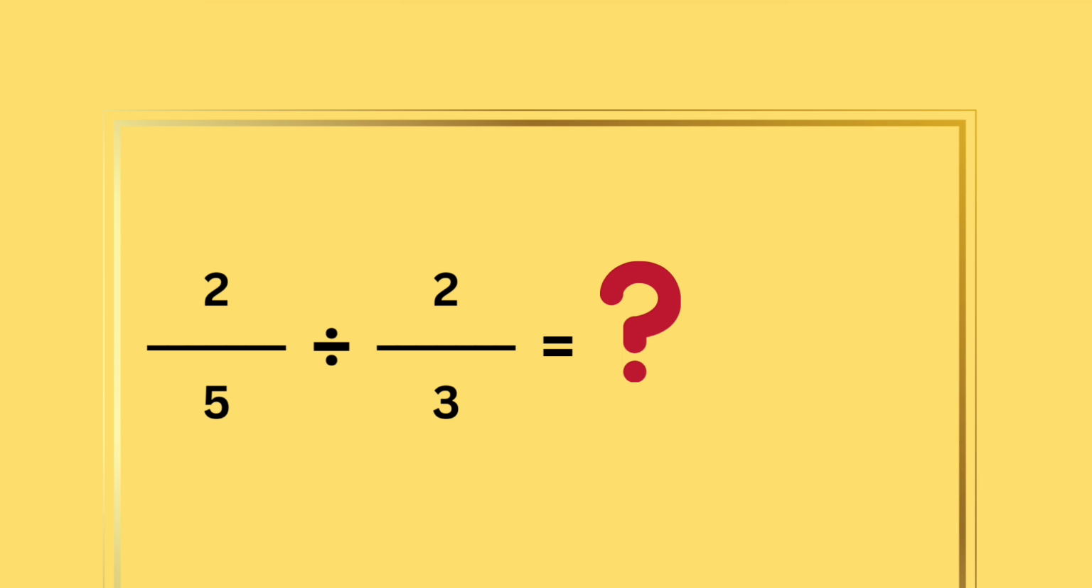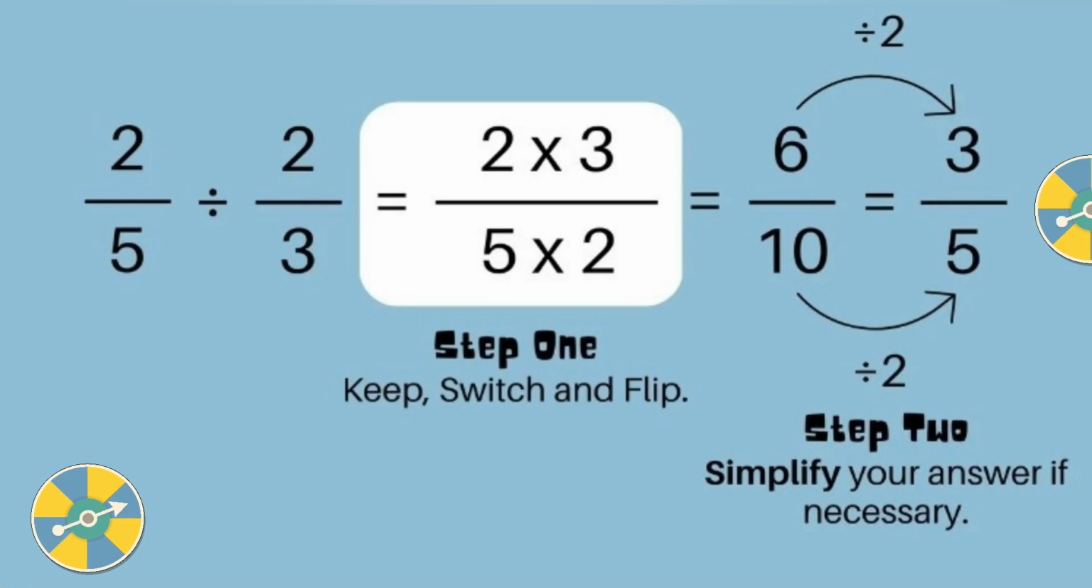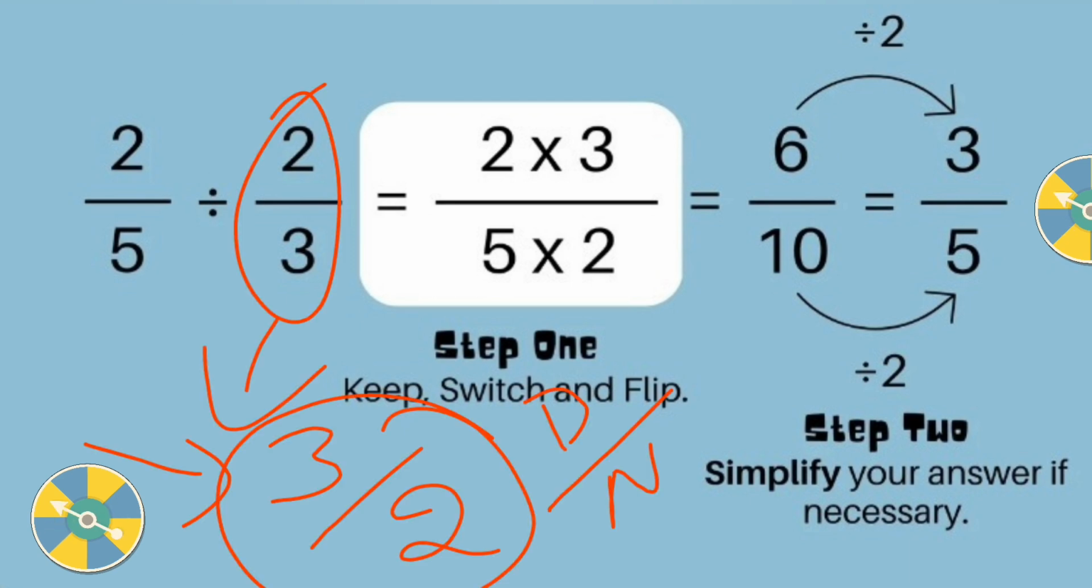2 by 5 divided by 2 by 3. Now what we have to do? We have to keep the first part, that is 2 by 5, as it is, and the second part 2 by 3 we have to flip up. That is, we have to write the denominator in the numerator place and numerator in the denominator place.